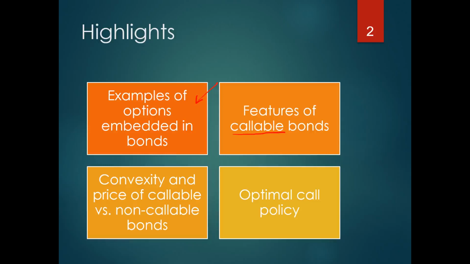Then we're going to see that one of the main features of callable bonds is that they have a different convexity than non-callable bonds or plain vanilla bonds. And finally, we're going to talk about the optimal call policy on these callable bonds.